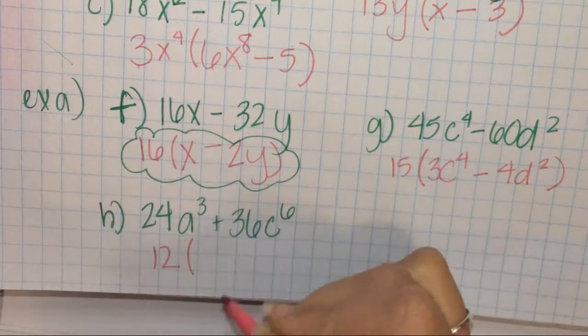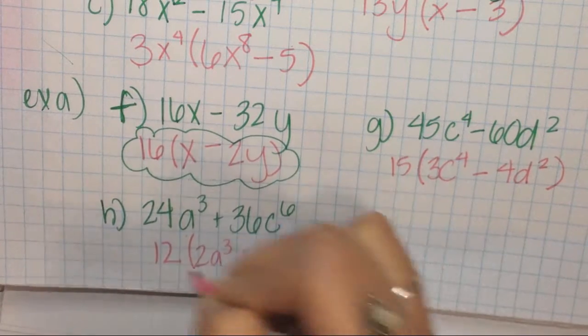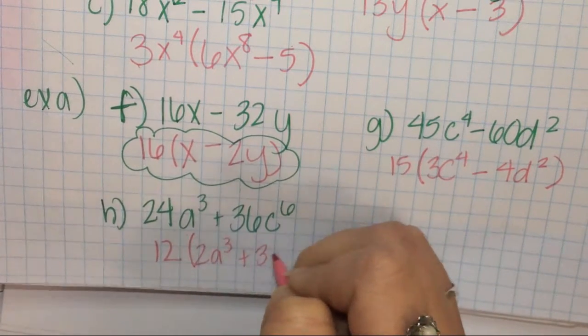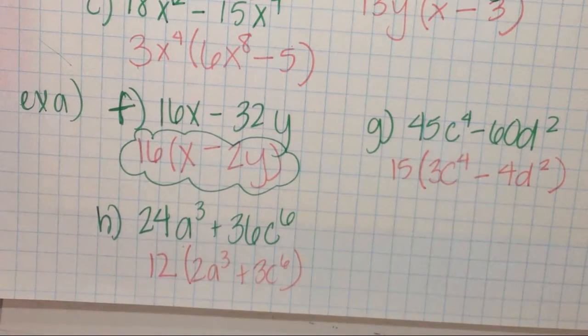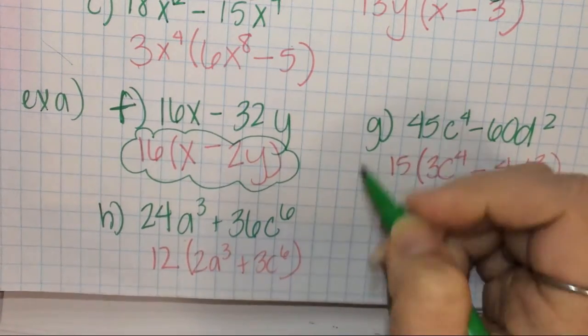Alright, what's 24 divided by 12? 2a cubed. And 36 divided by 12 is? Good. Yes, because we didn't get it. We didn't divide correctly. Oh, so now you got another one?